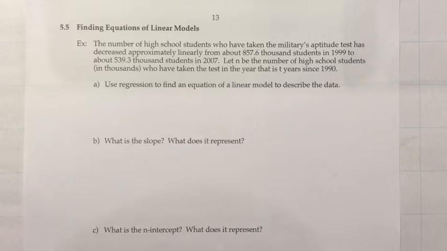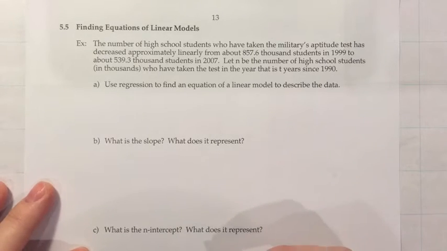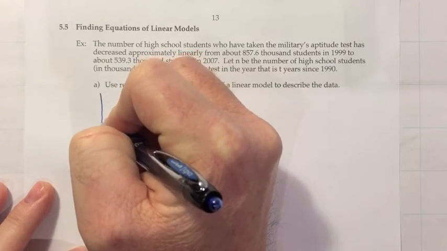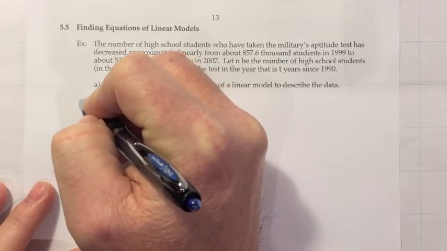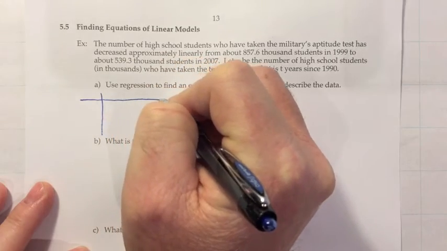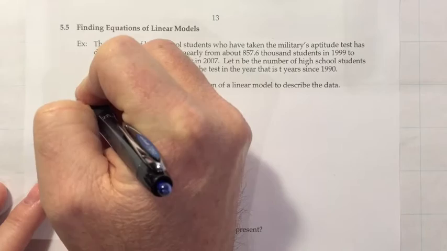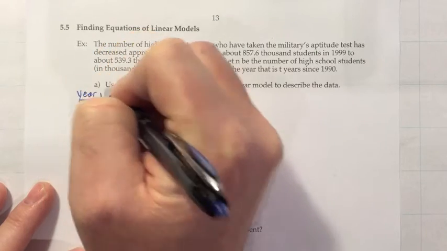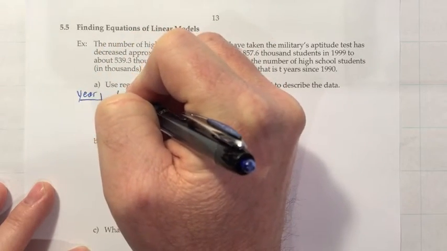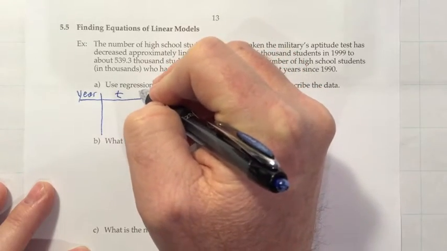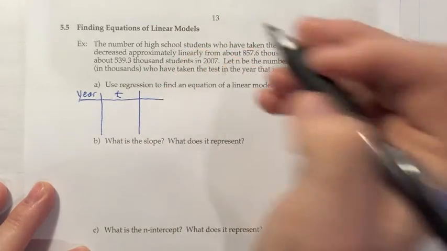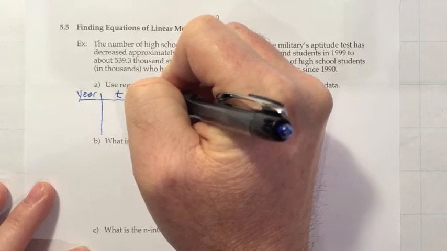All right, so part A. Let's use regression to find an equation of a linear model that describes the data. If we're going to use regression, that implies we're going to enter a couple ordered pairs. So let's go ahead and make a chart for that. I'm going to put 3 columns in this chart. One will be the year, and then that's not really going to be our variable, so I'll also add a value of t. And then our output variable is going to be n, so I'll put that as well.